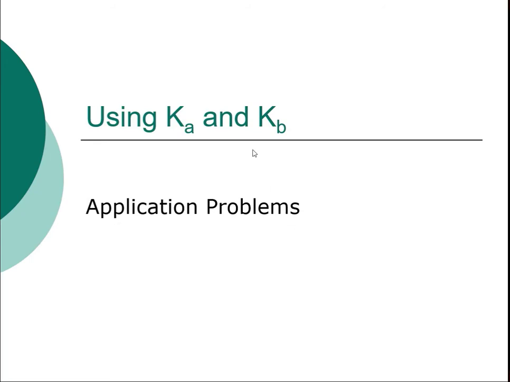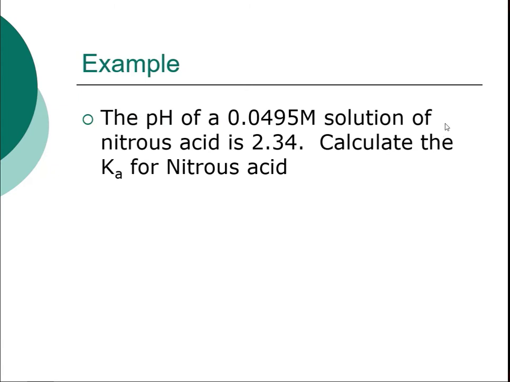How to use Ka and Kb. Let's look at Ka first. So let's look at an example. Suppose I make a solution of nitrous acid that is 0.495 molar. Simply put, I'm going to measure out 0.495 moles of nitrous acid and put it into a total volume of 1 liter of solution. And then I put a pH probe in there and I calculate that the pH is 2.34. I want to know what the Ka is.